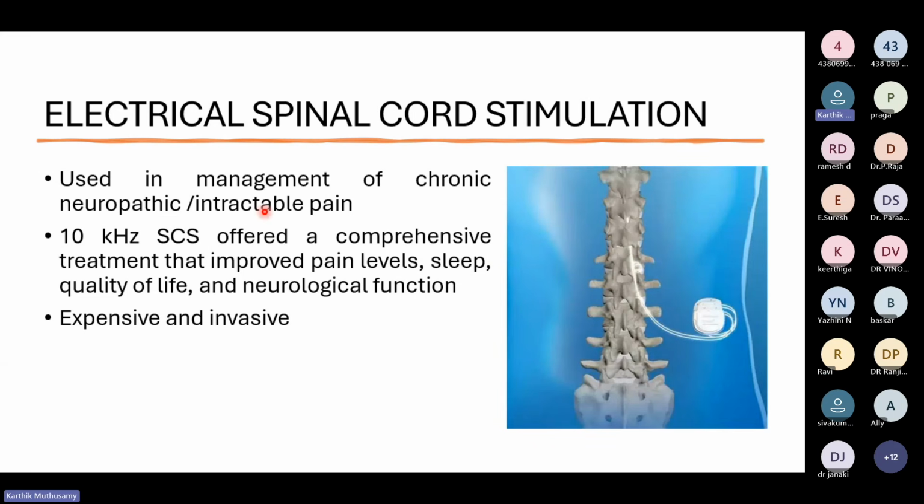In one study, 10 kilohertz spinal cord stimulation offered a comprehensive treatment that improved pain levels, sleep, quality of life, and general neurological function. The one disadvantage is that it is slightly expensive and invasive compared to TENS therapy.